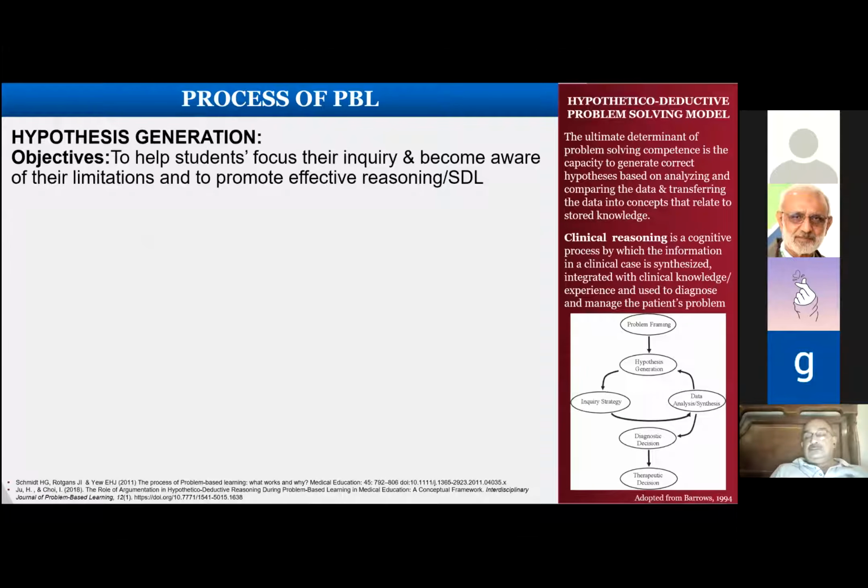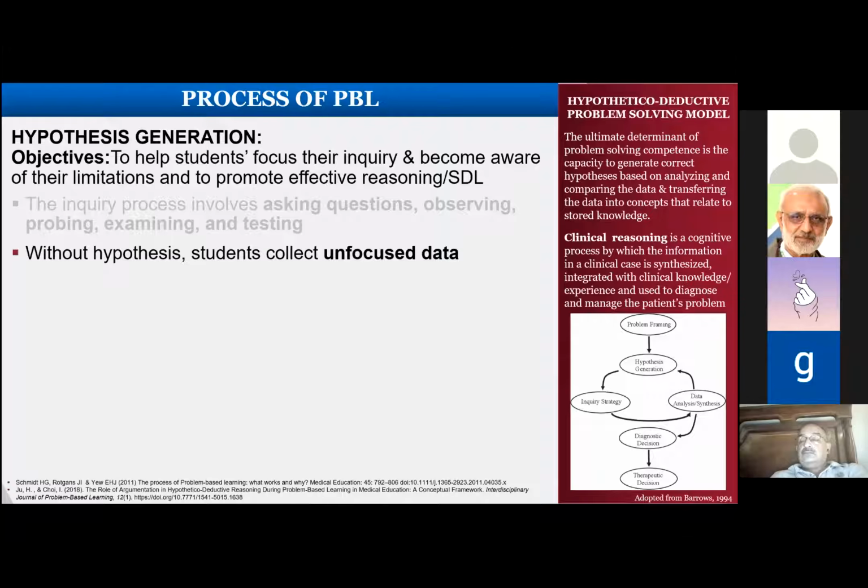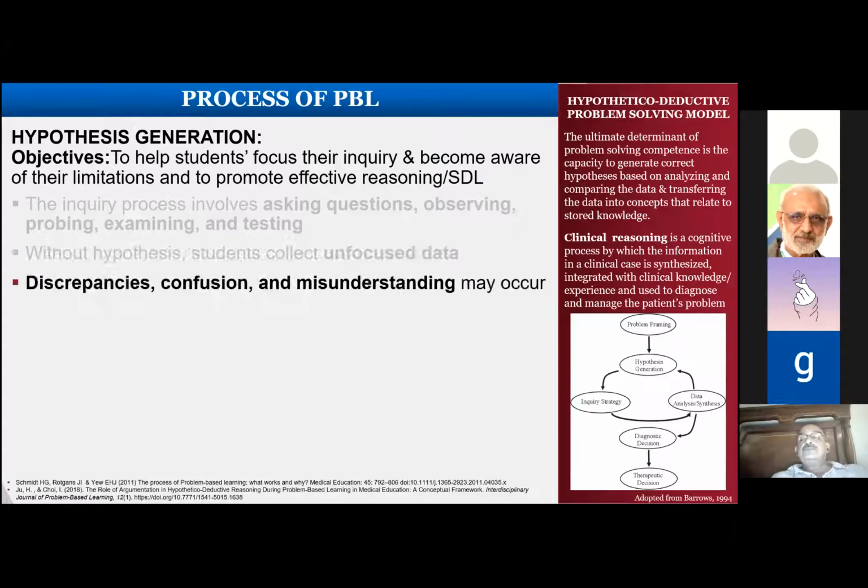The objective of hypothesis generation is to help students focus their inquiry, become aware of their limitations, and promote effective reasoning and self-directed learning. The inquiry process involves asking questions, observing, probing, examining, and testing. Without a hypothesis, students collect unfocused data. When they don't know what the problem actually is, the data they collect will not be focused on the issue, and they will collect everything which they think is related.